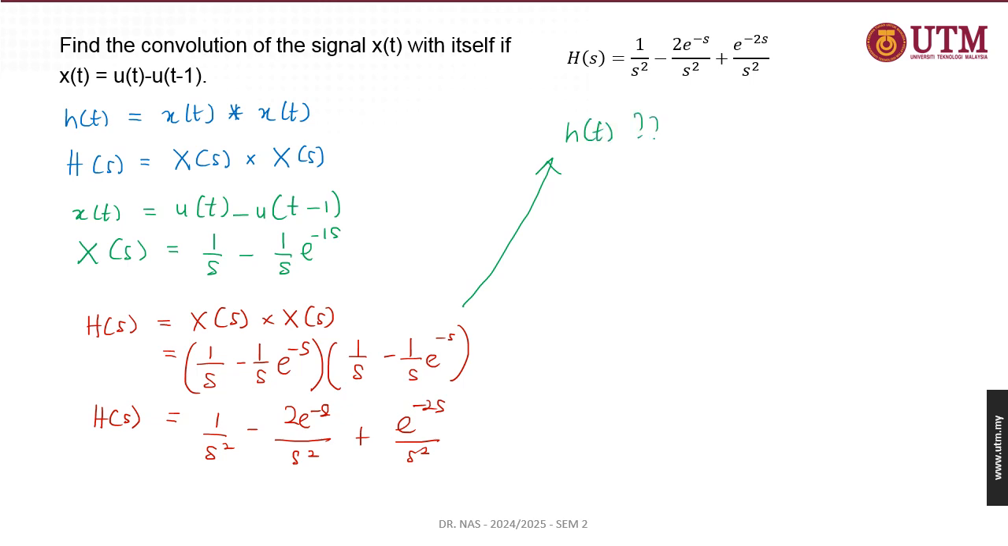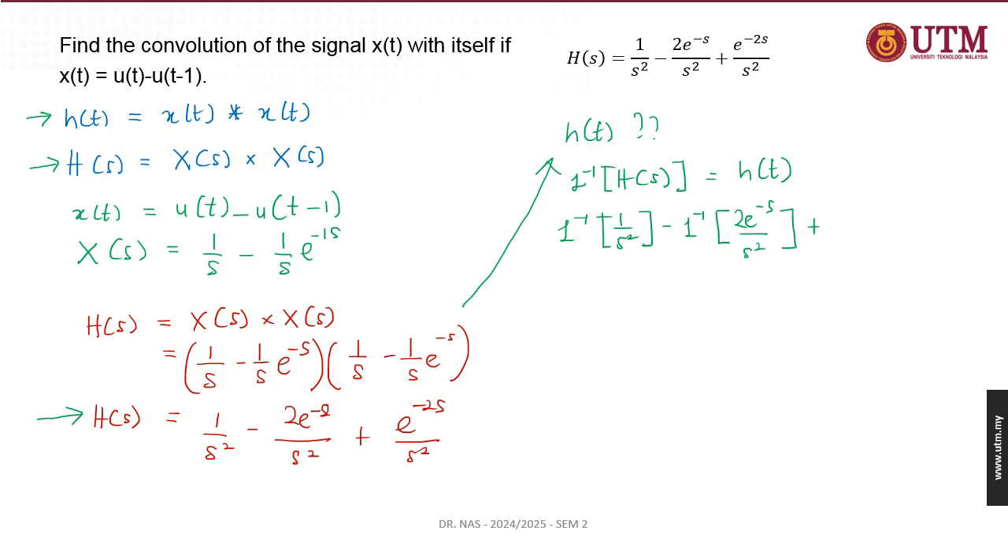So in solving time domain operations, usually you need to solve until you get the time domain function back. In this case, you have been given the function in time domain, but you need to use Laplace transform to solve the time domain problems. Once you have solved using the s domain, then you need to get the time domain function back. So the inverse Laplace transform of H(s) is equal to h(t). So you need to perform the inverse Laplace transform for 1 over s squared, minus the inverse Laplace transform of the second component 2e^(-s) over s squared, plus the inverse Laplace transform of e^(-2s) over s squared.